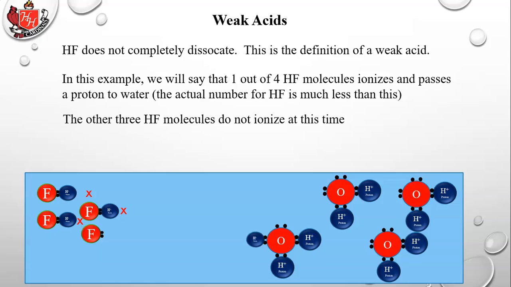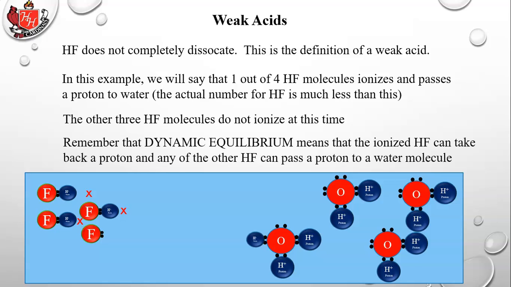Why is that? Because the fluorine is just better at hanging on to those hydrogens than was, say, chloride or chlorine. In chlorine, all of the hydrogens jumped over to the water molecule. That made it a strong acid. In this case, just some of them do. That's because the fluorine does a better job of hanging on to that proton.